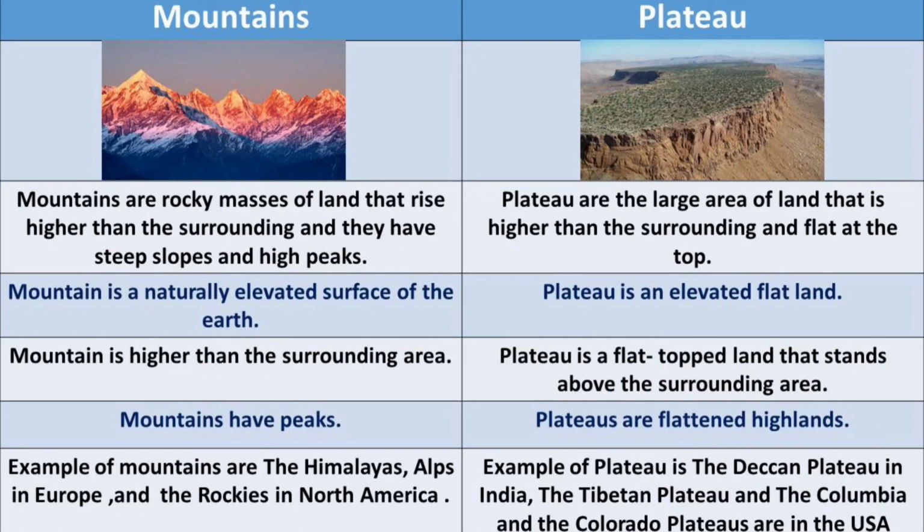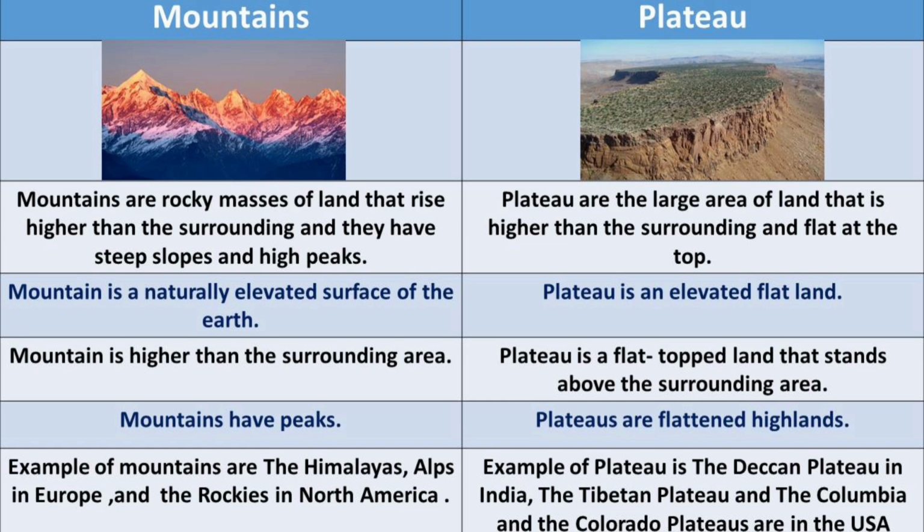Next, let's discuss the differentiation of mountains and plateau. Mountains are rocky masses of land that rise higher than the surrounding area and they have steep slopes and high peaks. Plateaus are large areas of land that are higher than the surrounding area and flat at the top. Mountain is a naturally elevated surface of the earth. Plateau is an elevated flat land. Mountain is higher than the surrounding area. Plateau is a flat-topped land that stands above the surrounding area. Mountains have peaks. Plateaus are flattened highlands.